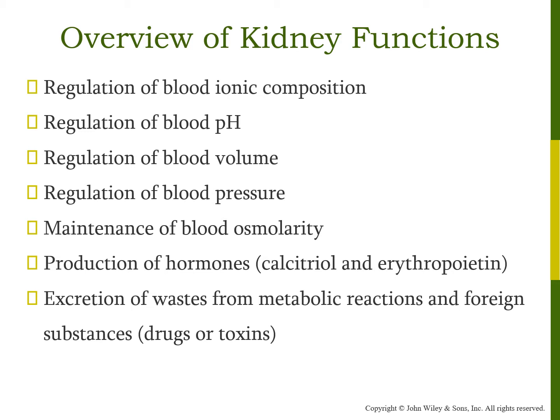The kidneys regulate blood pressure by regulating blood volume, but also through the secretion of the enzyme renin, which activates the renin-angiotensin-aldosterone pathway. We will be exploring that one later. The kidneys maintain normal blood osmolarity close to 300 milliosmoles per liter.